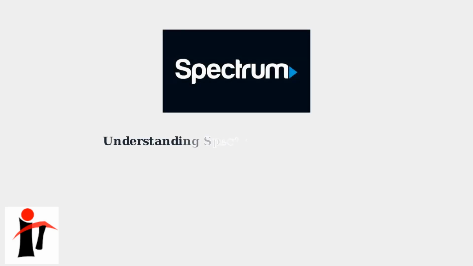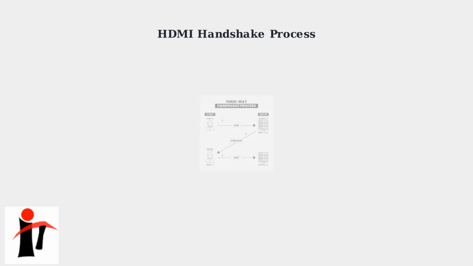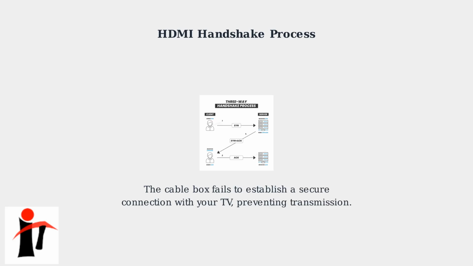Spectrum Cable Box error code A1E indicates an HDMI output authorization problem. Essentially, the cable box is failing to establish a secure connection or handshake with your TV, preventing video and audio transmission. This often results from HDCP mismatches or interruptions in the signal.